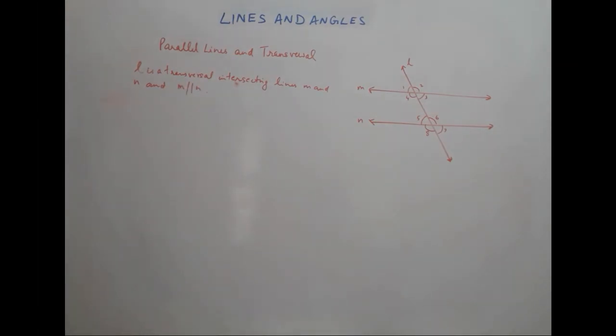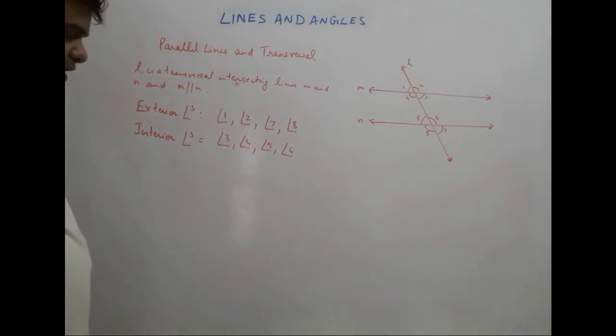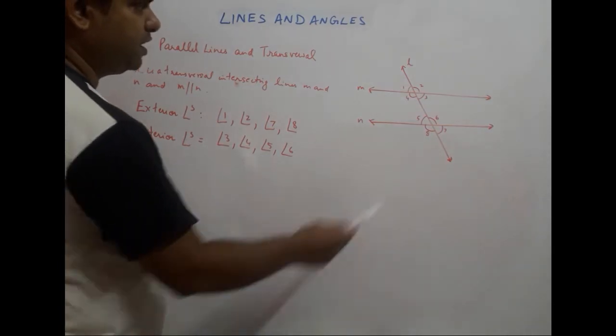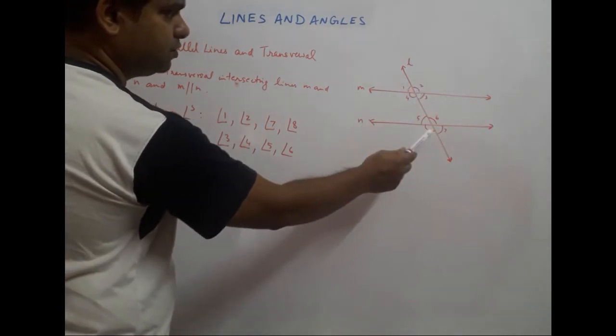and M is parallel to N. Okay. Now before we look at the relationship between the angles, let us just see what type of angles exist in that figure. Let's name them first and locate them in that figure. So we have exterior angles and interior angles. Let us look at which are known as exterior angles. So we have 1, 2, 7, 8.